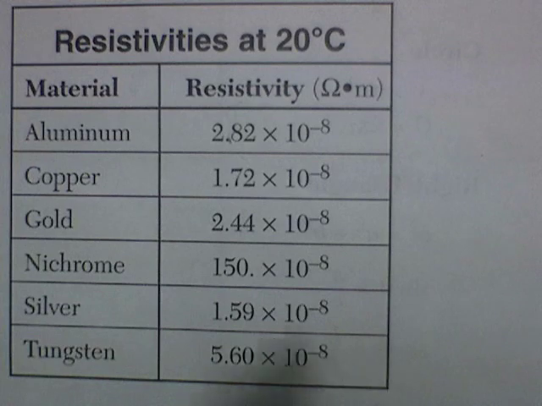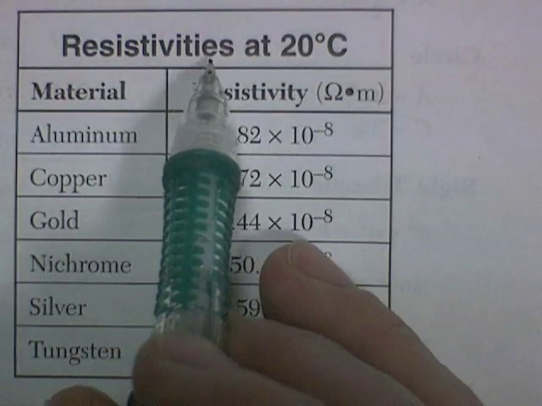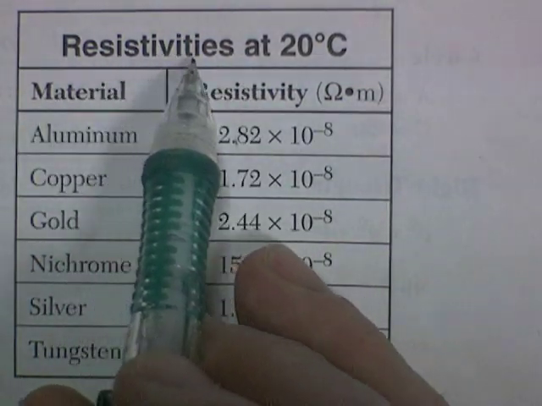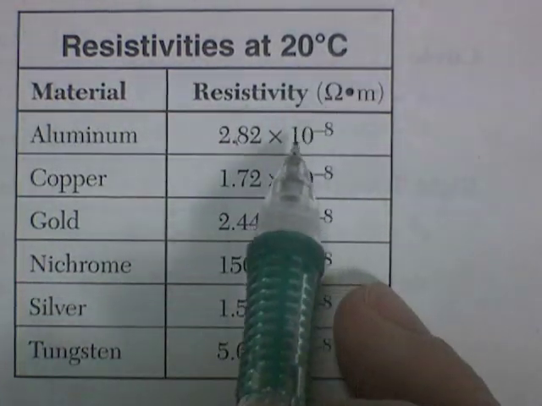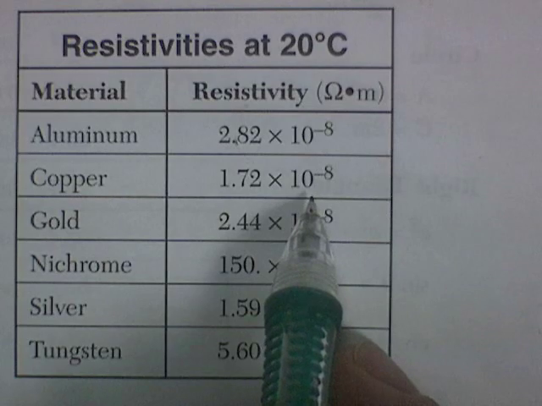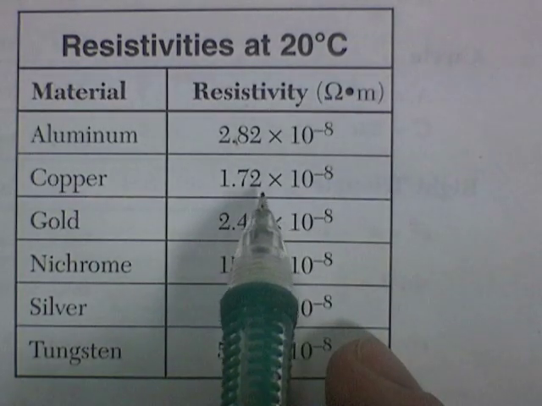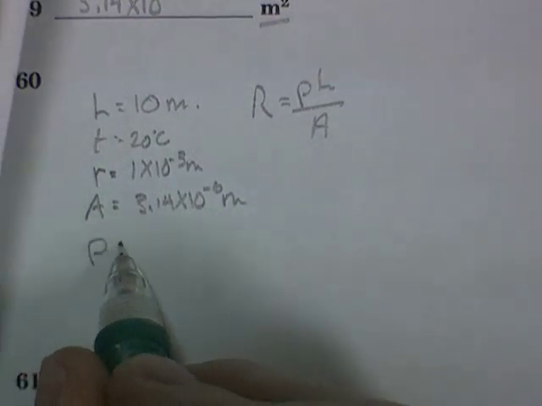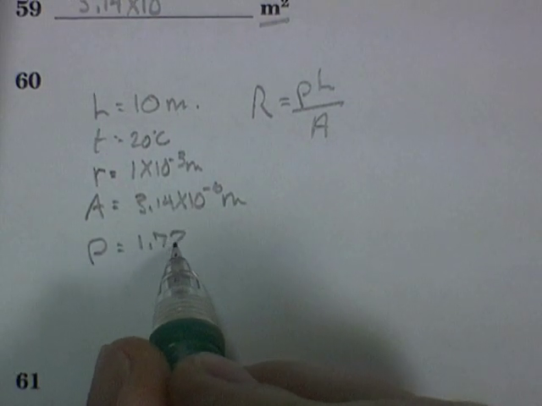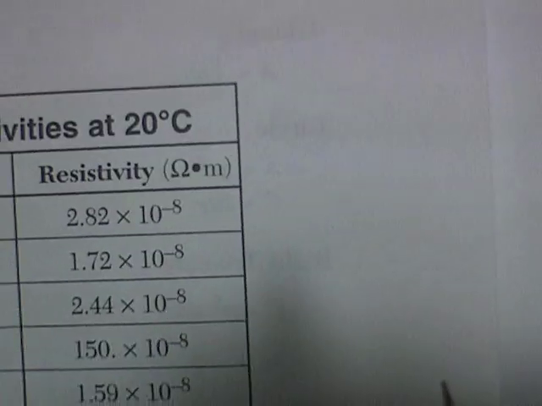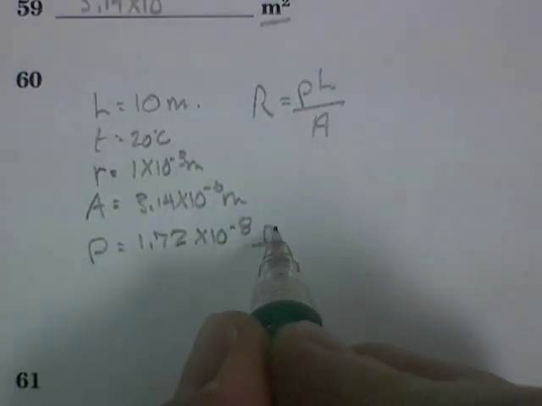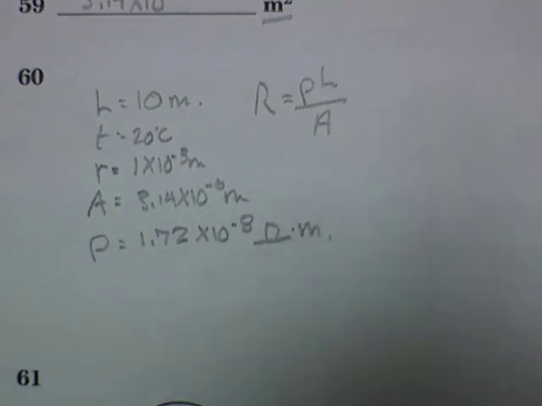And here's a chart for resistivities at 20 degrees Celsius. That's why they told us the temperature. Aluminum, and there's copper, and there's the units. So it's 1.72 times 10 to the negative 8. And I get my units, ohm meters. Ohms times meters. All right.